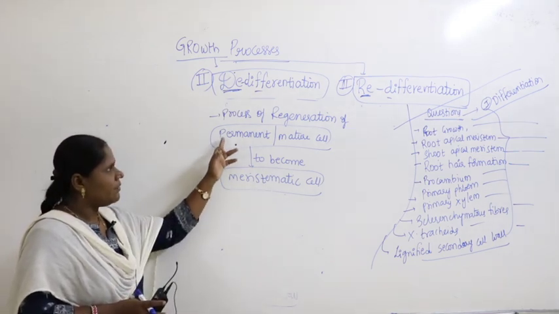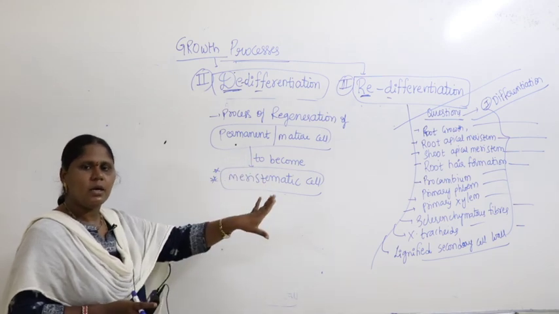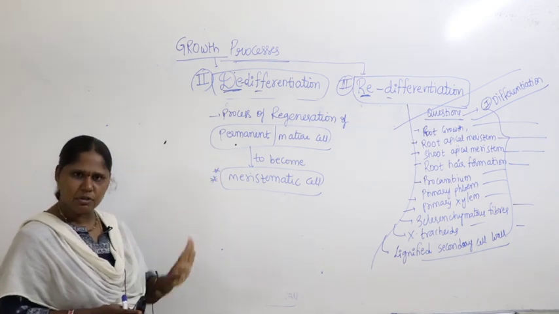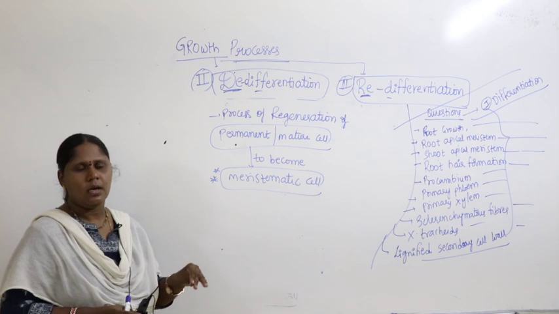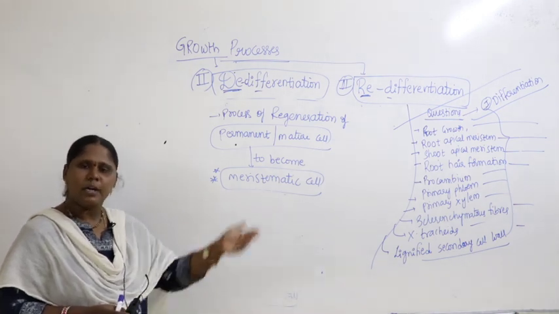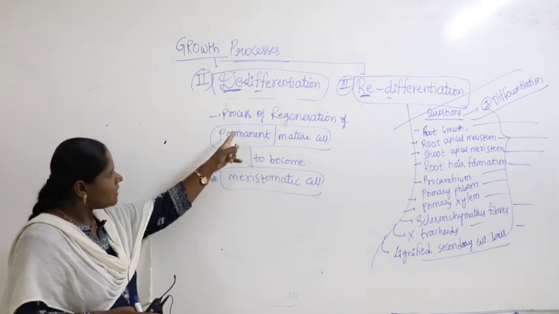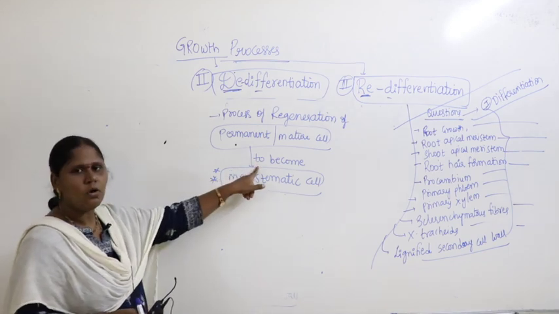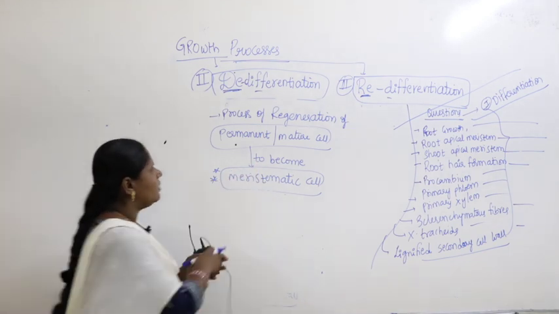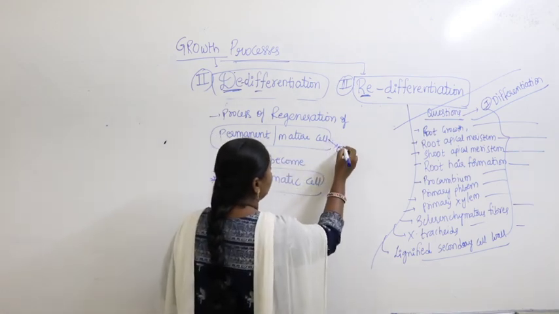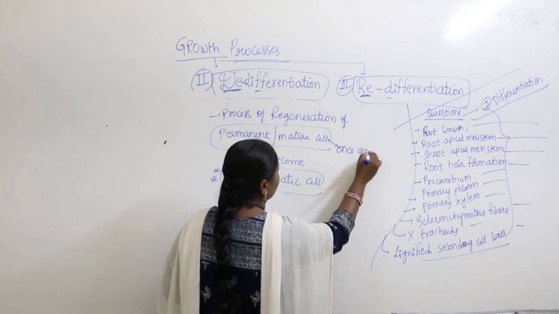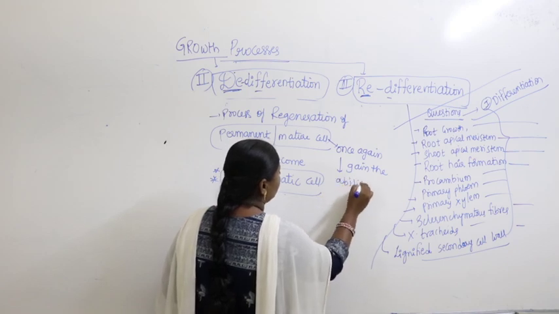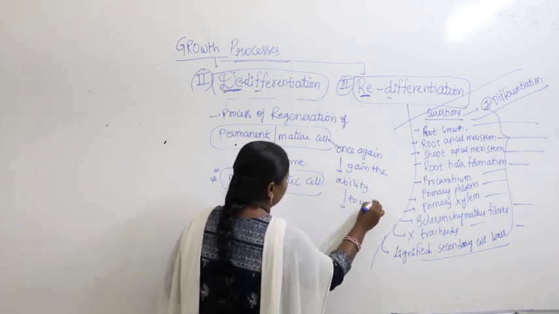Why is it called a permanent or mature cell? It loses the ability to undergo cell division, which means further it will not undergo any cell division. But in some cases, at some parts of the plant, in some metabolic processes, the mature cells, even though they are permanent and mature cells, once again regain the ability to undergo cell division.